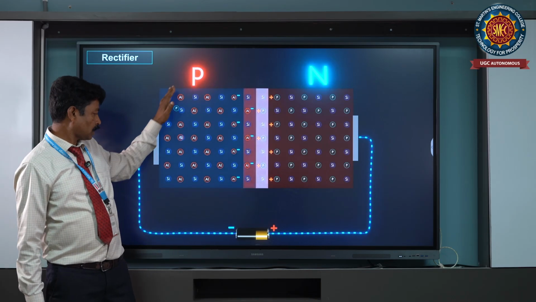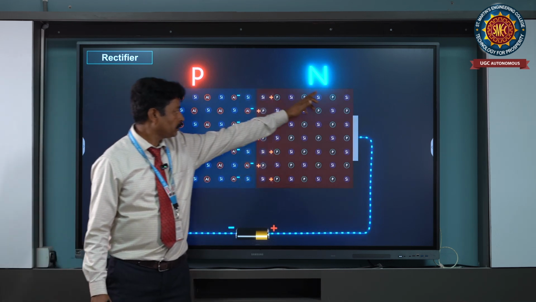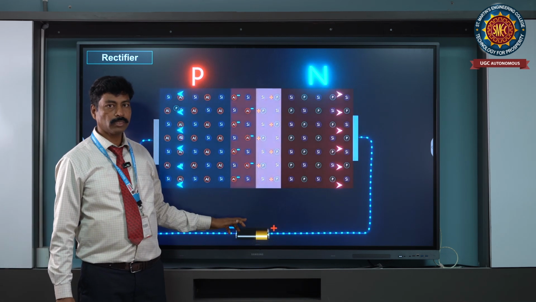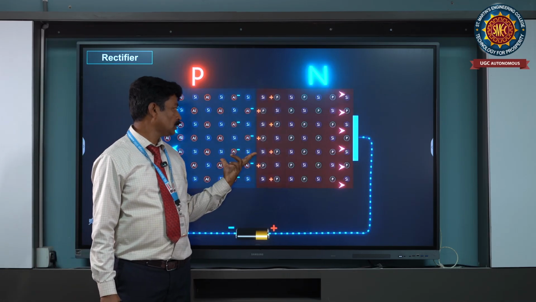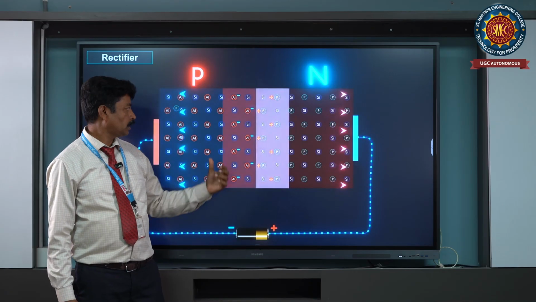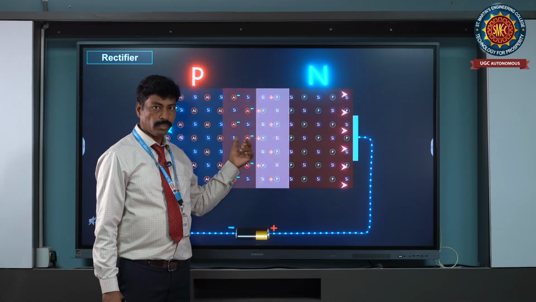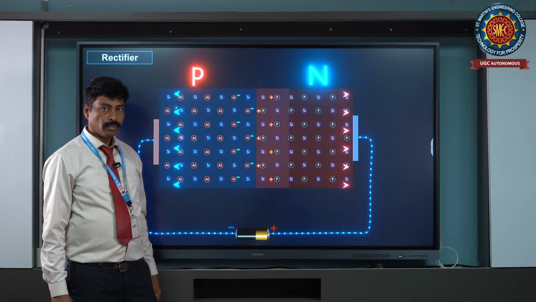When the positive is connected to the battery's negative and the negative is connected to the battery's positive, that is nothing but reverse bias. In reverse bias, the depletion region width increases and the current decreases. Okay, in this video, thank you.